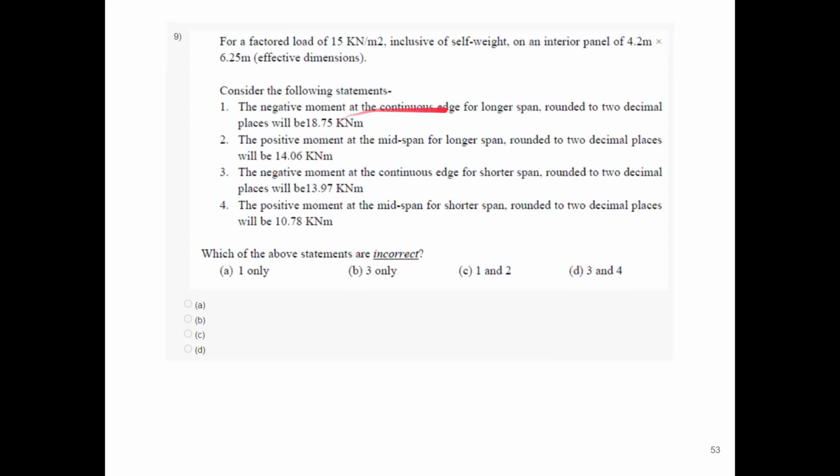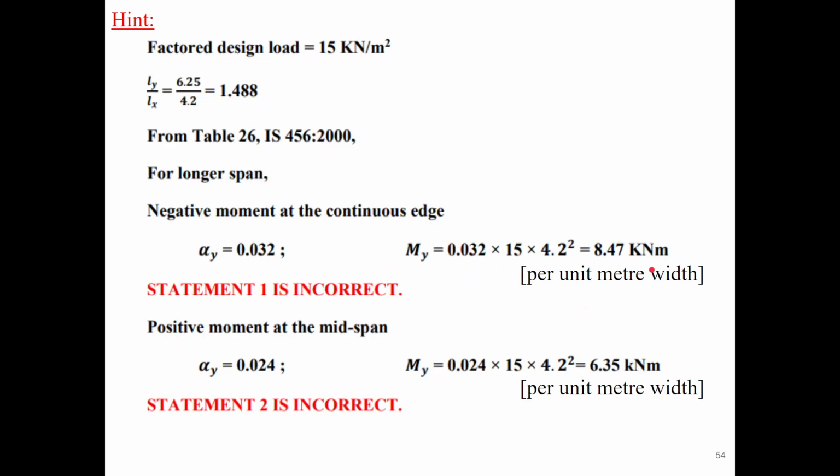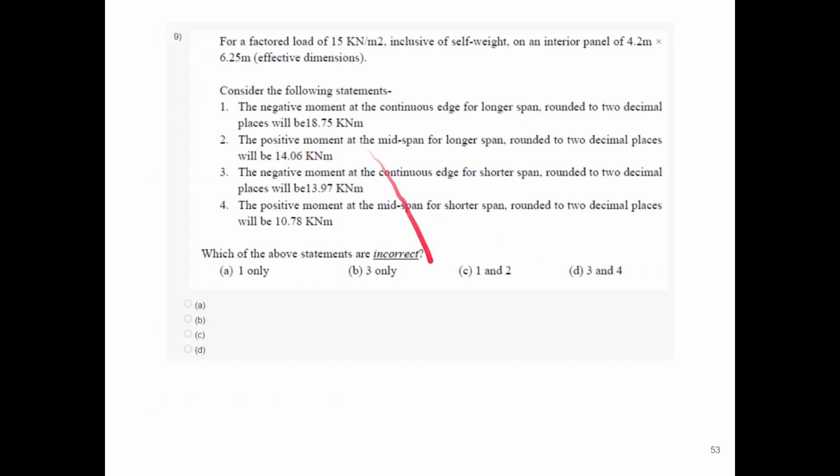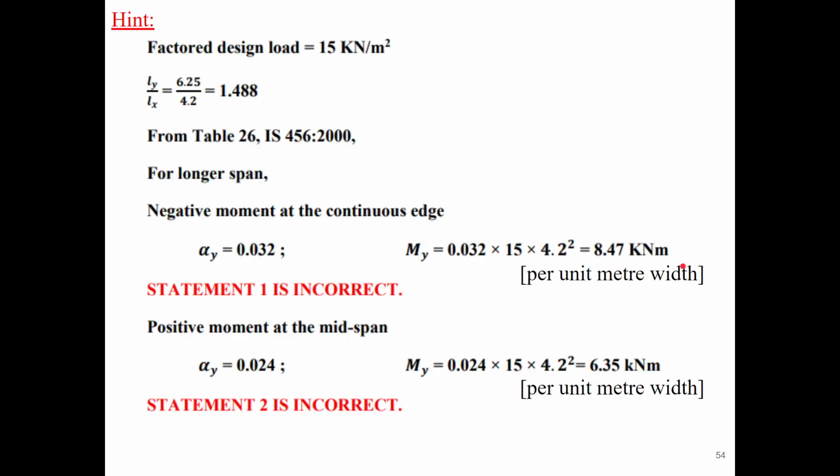So here it is 18.75, but it should be 8.47. So statement 1 is incorrect, it is wrong. So it should be either A or C. B and D are not the options. So second statement, positive moment at the midspan.